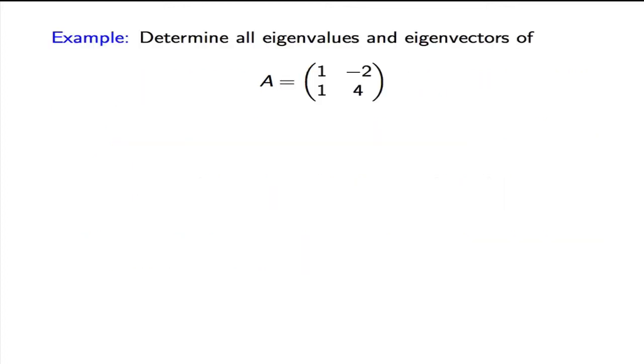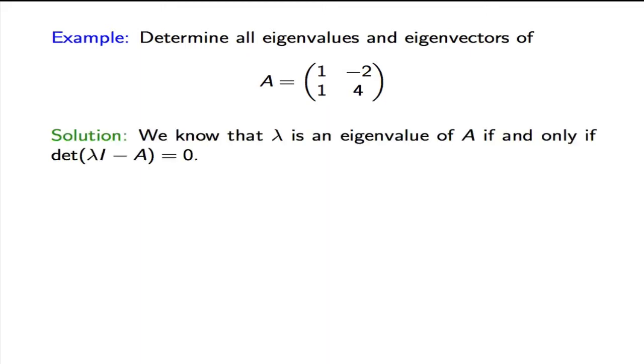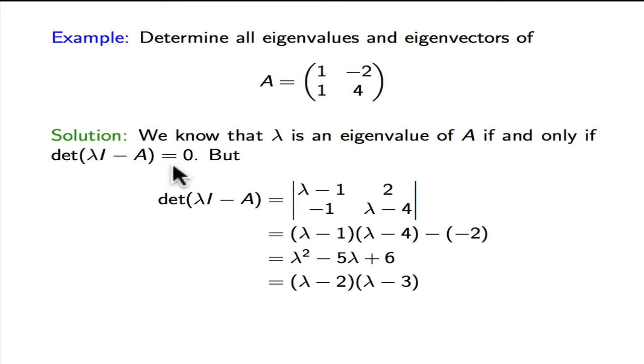Let us now proceed to see a few examples. Our first example asks to determine all eigenvalues and all eigenvectors of the following matrix. Our first step to determine the eigenvalues is to solve the equation: the determinant of lambda times the identity minus A being equal to 0.